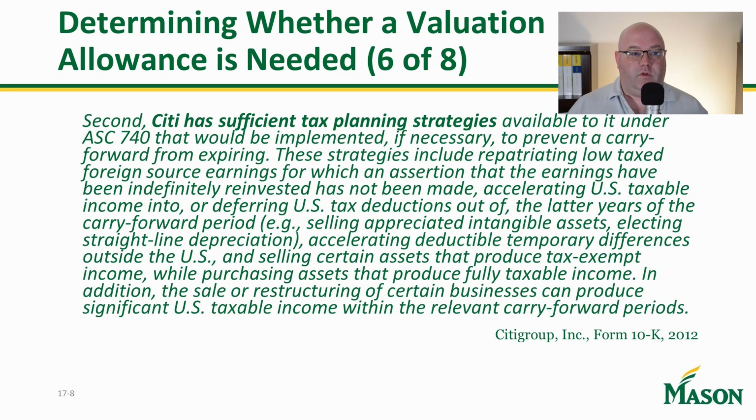Okay. So in this one, it says Citi has sufficient tax planning strategies. This is actually a cutout from the Form 10-K in 2012. And it says Citi has sufficient tax planning strategies available to it under ASC 740 that would be implemented if necessary to prevent carryforwards from expiring. These strategies include repatriating low tax income sources, and so on and so forth. I'll let you read that. But this is where you can use some of those tax planning strategies from the past slide in this slide.